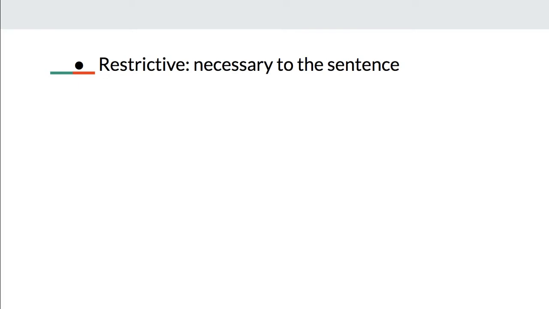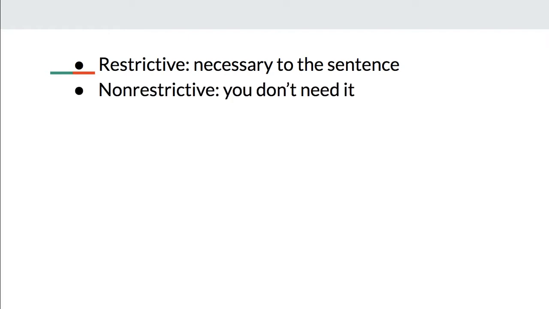And basically, restrictive means that it is necessary to the sentence. You need it. If you do not have that clause in the sentence, then the sentence doesn't make sense. And non-restrictive is just the opposite. You don't need it. It's extra information. And if you were to take it out, the sentence would still make sense. Non-restrictive clauses are set off with commas.